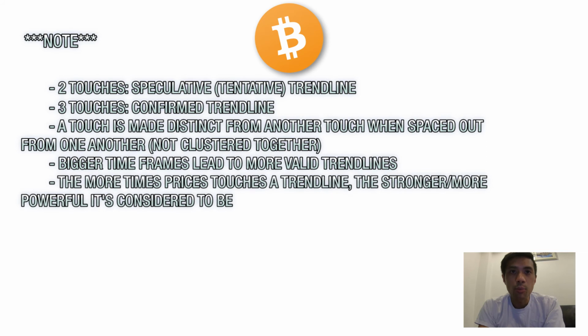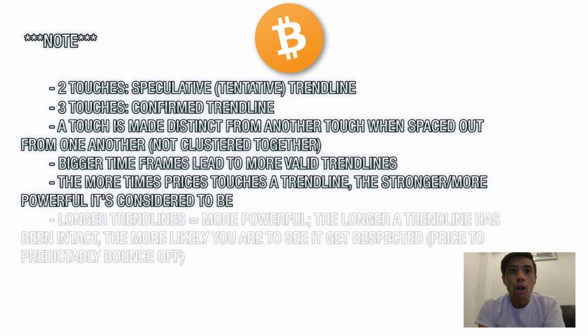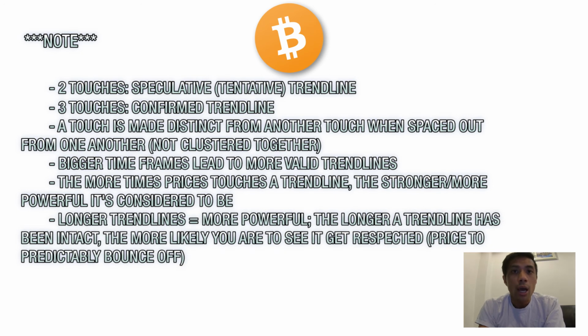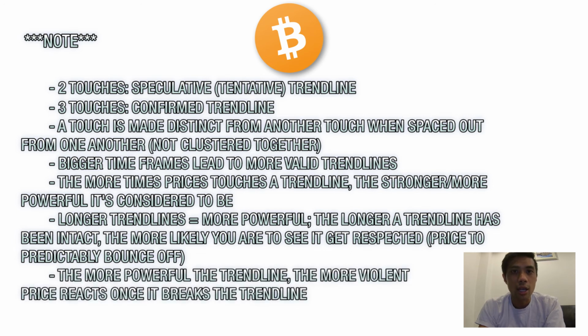The more times price touches a trend line, the stronger or more powerful it's considered to be. Longer trend lines are more powerful, meaning the longer the trend line has been intact, the more likely you are to see this line get respected, and for price to predictably bounce off it. But keep in mind that the more powerful the trend line is, the more violent you'll see price react once it does manage to break that trend line.